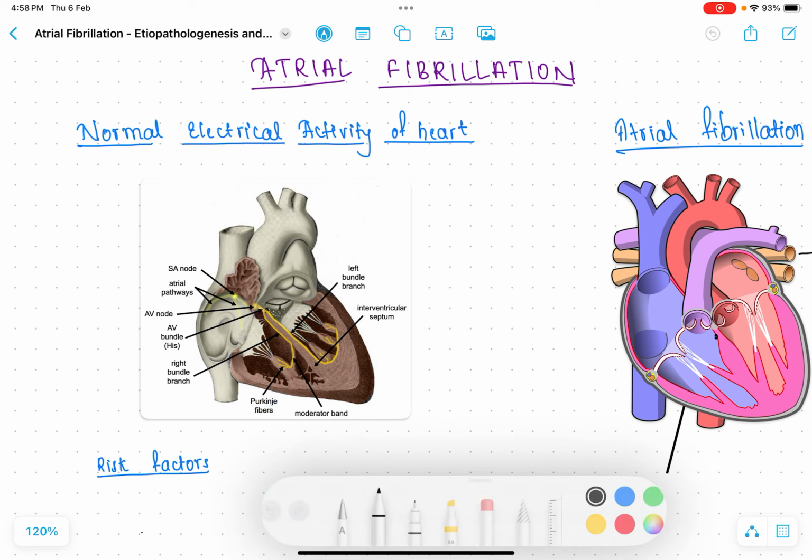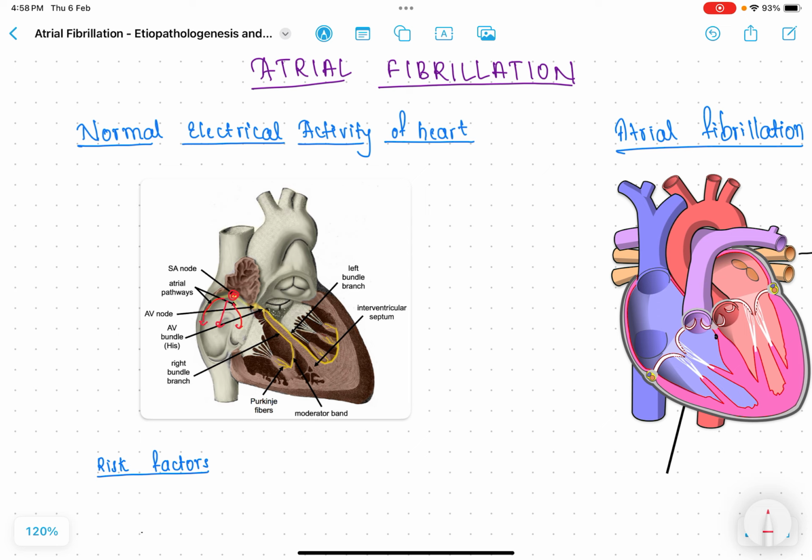So let me use red color. In normal, what happens? Impulse starts from SA node. From SA node, the impulse goes into atria and the atria contract. After that, it goes to AV node. From AV node, it goes to right and left bundle branch, and from there it goes to Purkinje fibers, and then there is your ventricular contraction. Okay, so SA node, atria, AV node, ventricles. This is how normal electrical activity of the heart is.